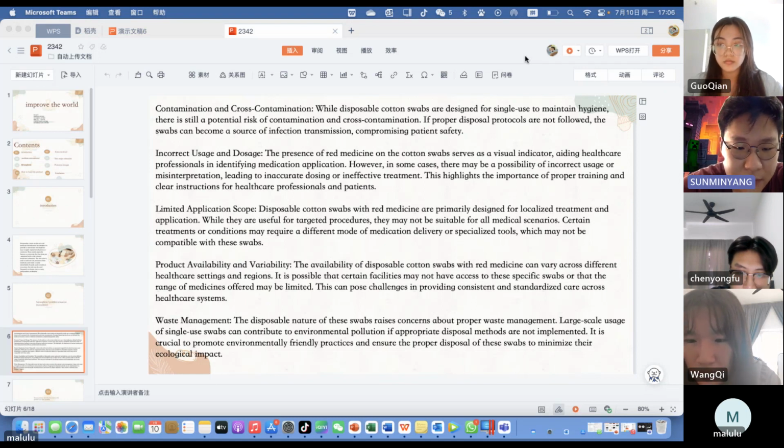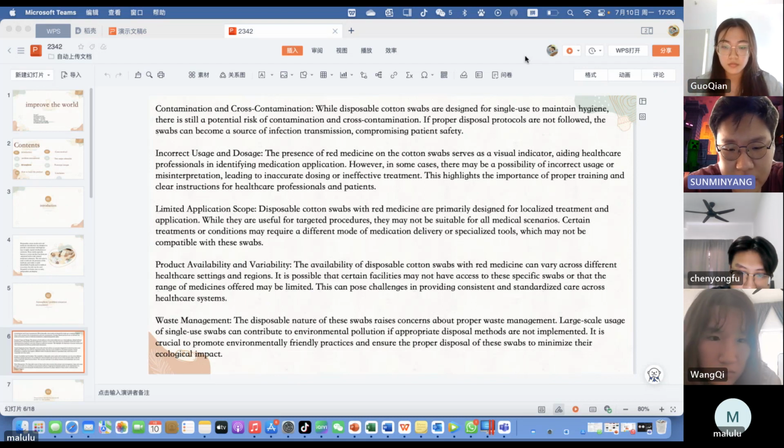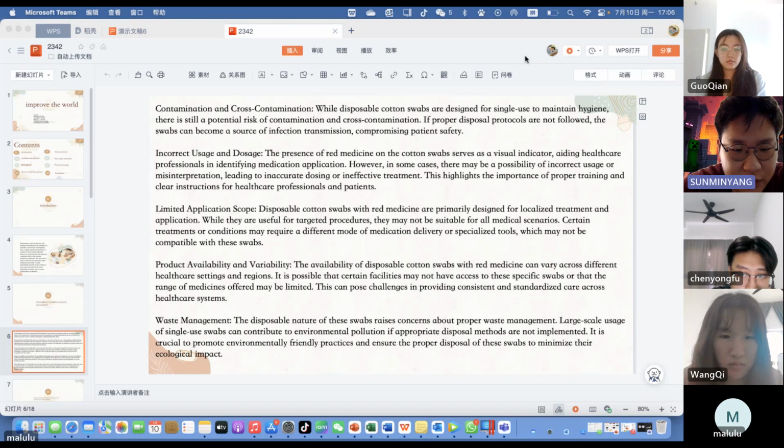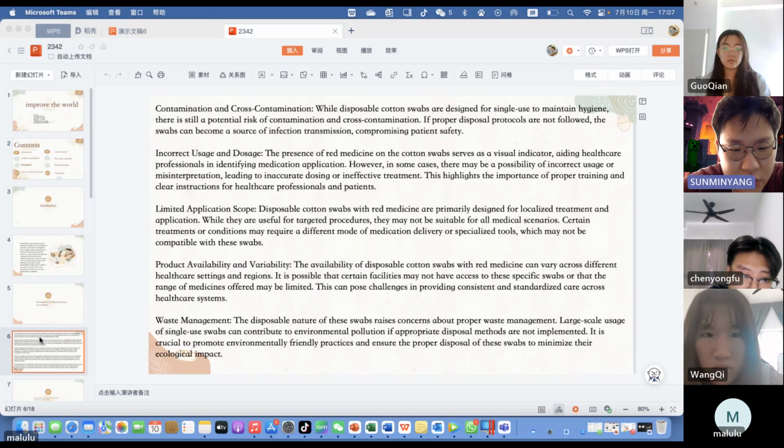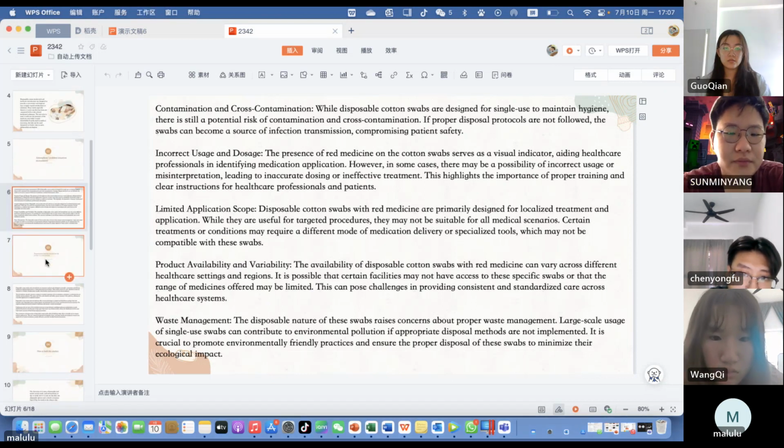The last problem is waste management. The disposable nature of these swabs raises concerns about proper waste management. Large-scale usage of single-use swabs can contribute to environmental pollution if appropriate disposal methods are not implemented. It is crucial to promote environmentally friendly practice and ensure the proper disposal of the swabs to minimize their ecological impact. And next part, please.